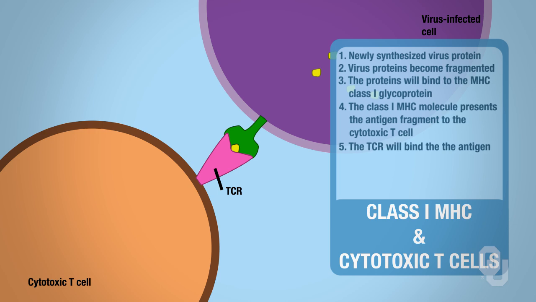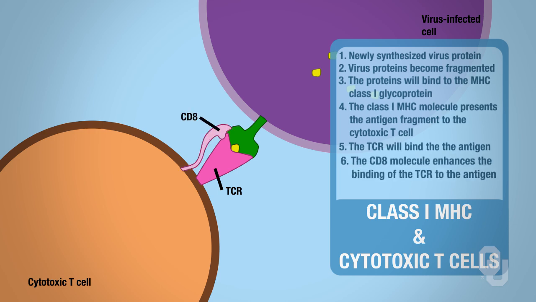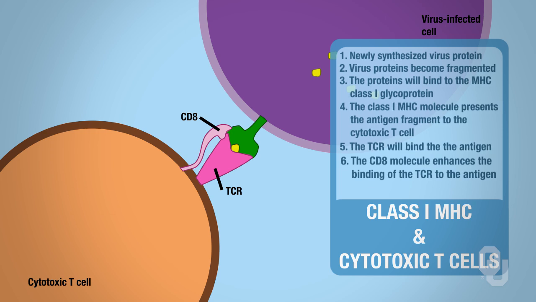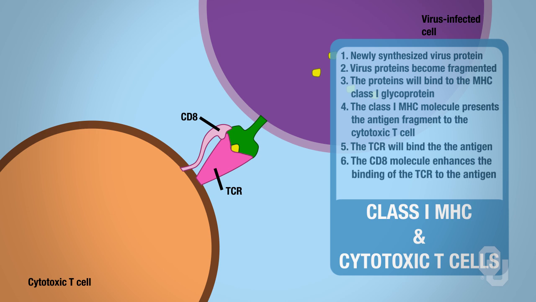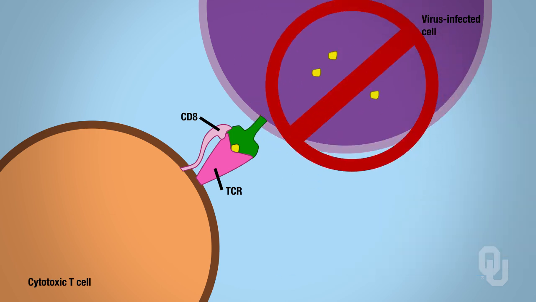And then in step 6, we have the CD8 molecule. The reason cytotoxic T cells are also called CD8s is because CD8 is a protein that ensures or enhances the binding of your T cell receptor to the antigen. Because once you've got it there, you don't want to lose that cell. You want to be able to kill that cell. So in step 7, the cytotoxic T cell will kill that virally infected cell.